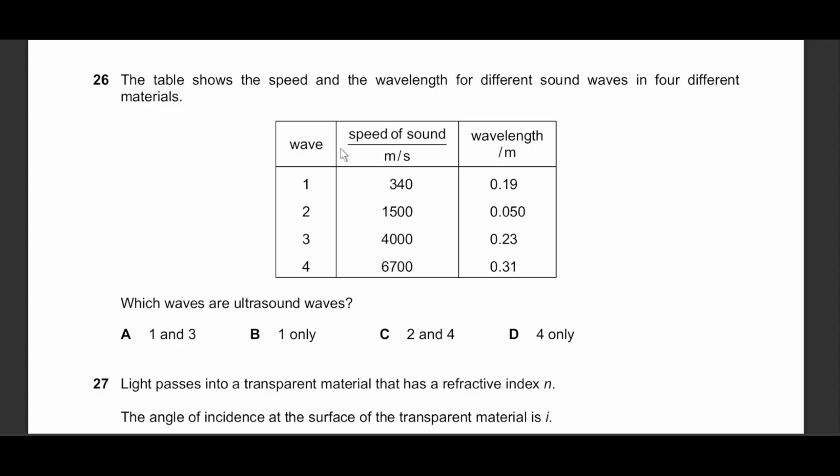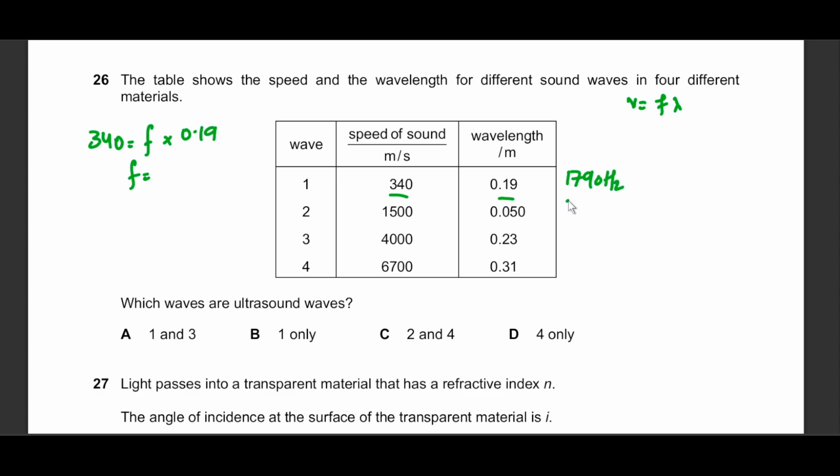26. Material are shown, speed of sound is shown, wavelength is shown. Which waves are ultrasound? So we're going to use v equals f lambda to find the frequency of all of these. For the first one, I'm going to show you how to do this. So this is going to be 340 equals frequency multiplied by 0.19. So find the frequency for all the options. I'm going to give you the final answer so you can test this on yourself on your question. So this is going to be 1790 hertz.